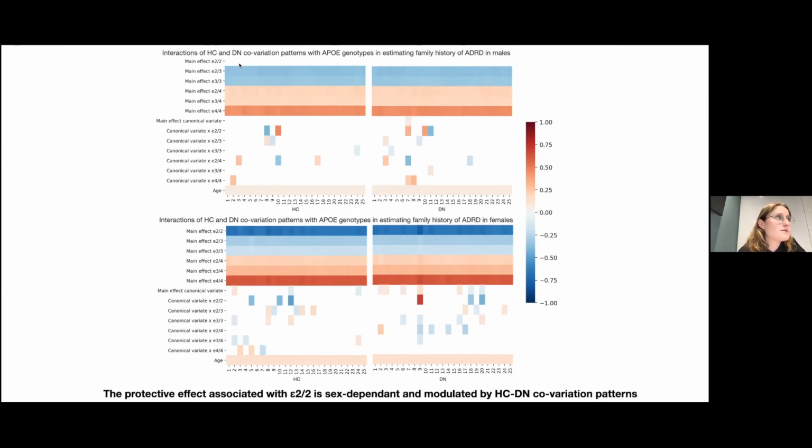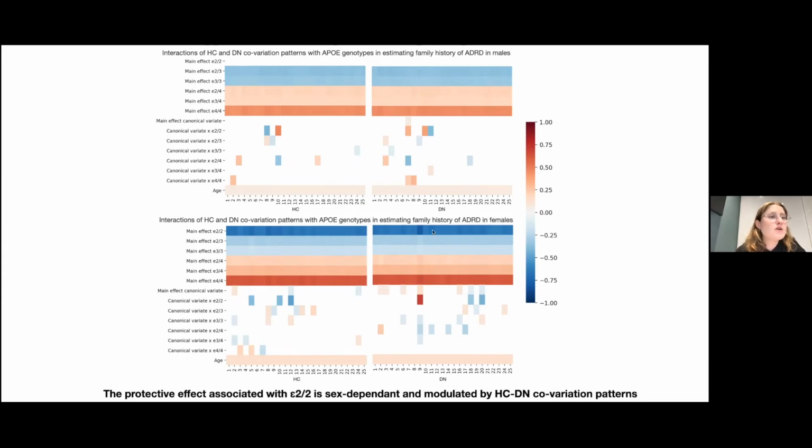So that's why this first row is all blank. It looks as if the protective effect of E2 is stronger or female specific. Lastly, I think the main takeaway from this slide is these patterns of interaction between the canonical variant and the APOE genotypes that we observe here on the lower rows.